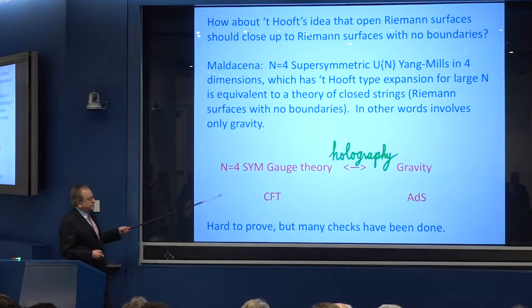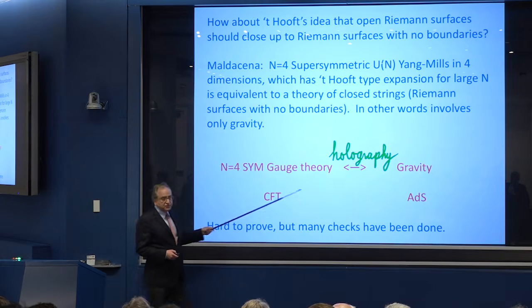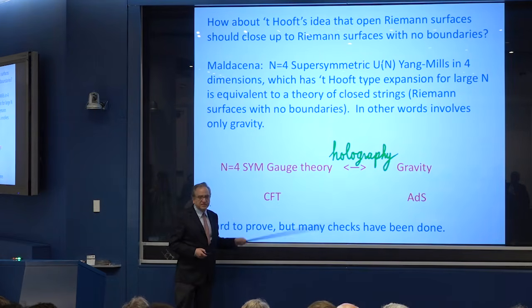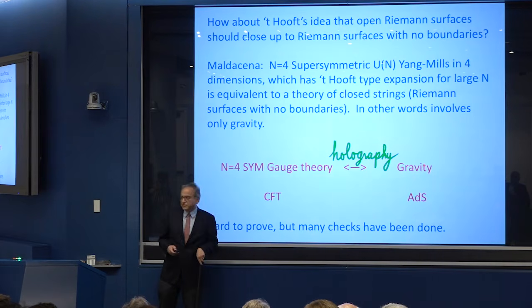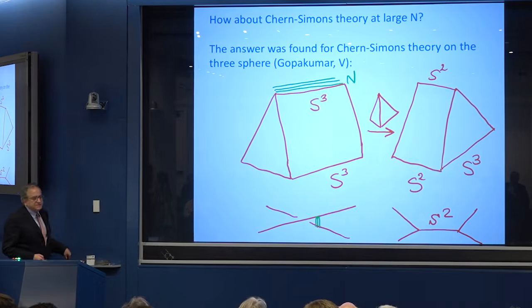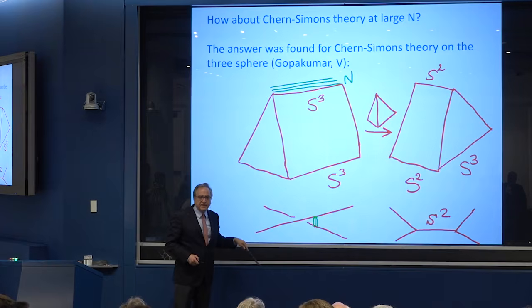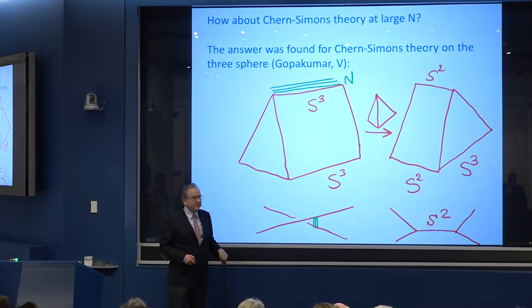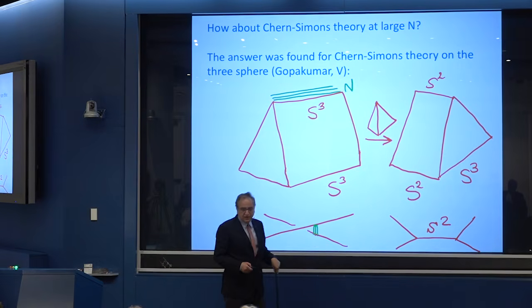But even though there's a huge amount of checks, so we don't doubt this is true, to actually check that this is true to all orders in expansion has not been done. We are nevertheless confident it's true because of the various checks we have done. Now you can ask the same question for Chern-Simons theory at large N. So take Chern-Simons theory for gauge group U(N) on some 3-manifold, and you say, I'm going to be interested in U(N) gauge theory when N is large.